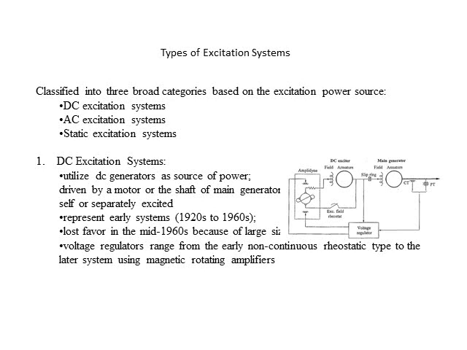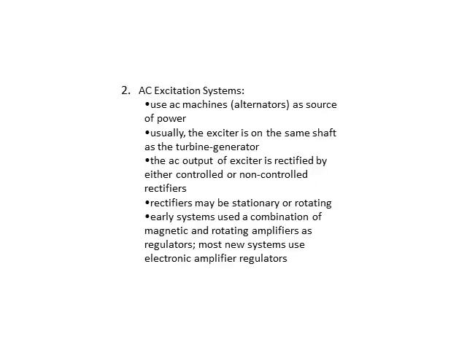The DC excitation system utilizes DC generators as the source of power, and they are driven by a motor or the shaft of the main generator. These generators can either be self-excited or separately excited generators. However, these excitation systems were phased out from 1920 up to 1960. They lost favor in the mid-1960s because of large size. They are very large because, as you can see, they include the generator and the motor.